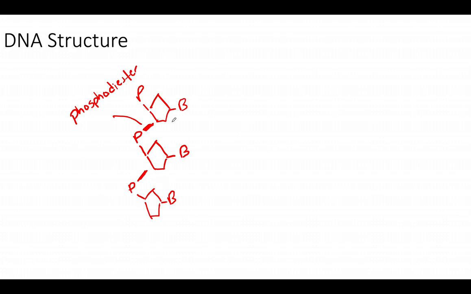What's going to differ, of course, is what is this sugar? Is it deoxyribose or ribose? And then what are these bases? Are they A's, G's, C's, and T's, which would be for DNA, or are they A's, G's, C's, and U's for RNA? Okay, so this is a more generalized structure.